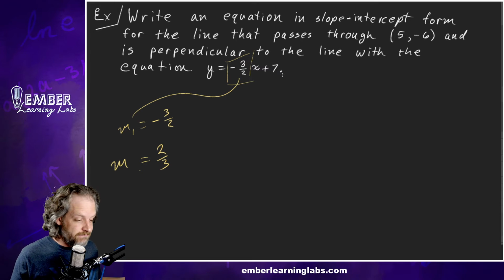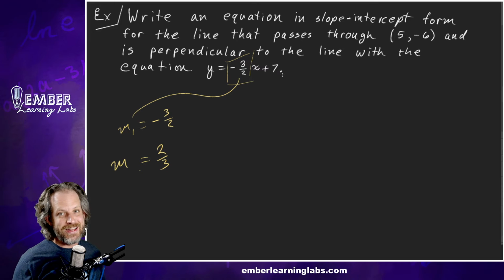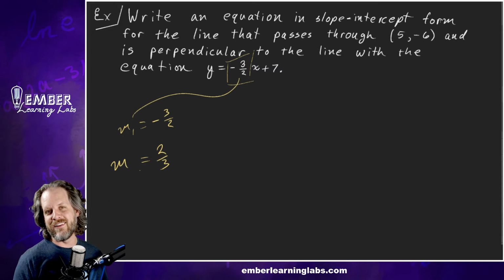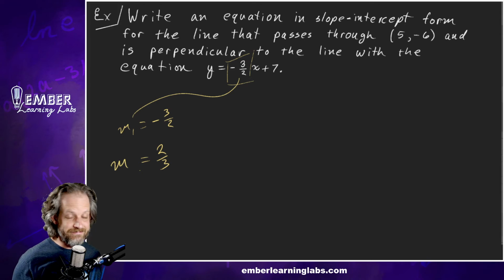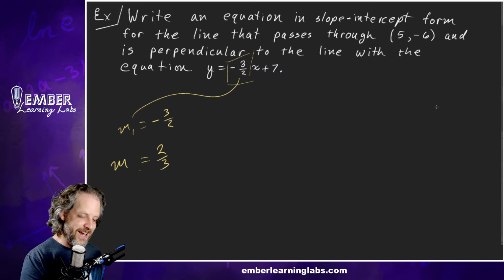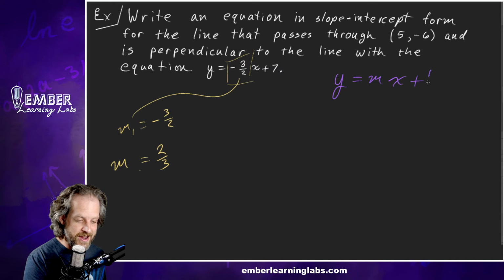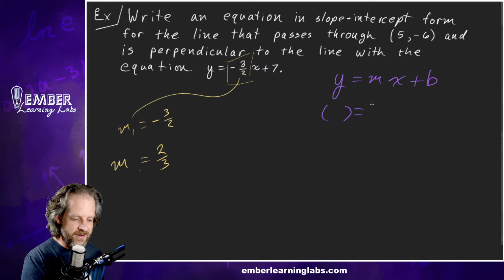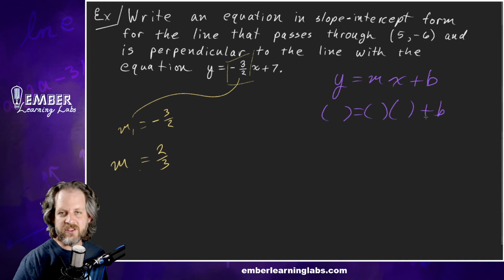So now we're going to do the same thing we've already done twice, because we have the slope and a point that our line goes through. We're just going to plug it in and we're going to be done. We're going to use slope-intercept form, y equals mx plus b, for the third time, substitute stuff in there, and solve for b.